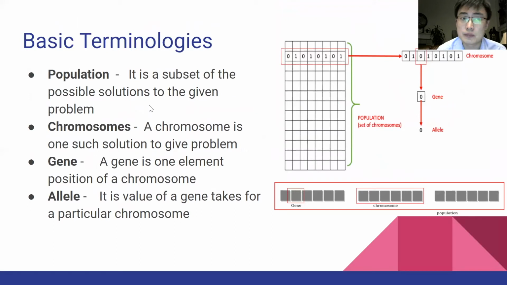Let me introduce some basic terminologies. Population is a subset of the possible solutions to the given problem. We can see this picture. There are so many individuals in the collection of the population. Each individual is a chromosome. A chromosome is one such solution to the given problem. And each chromosome consists of genes. And each gene has a value, which we call the allele.